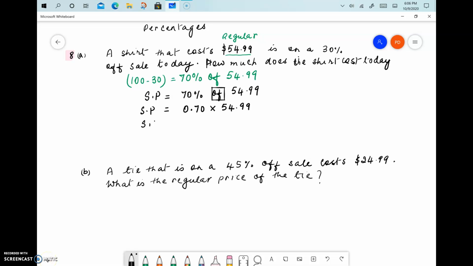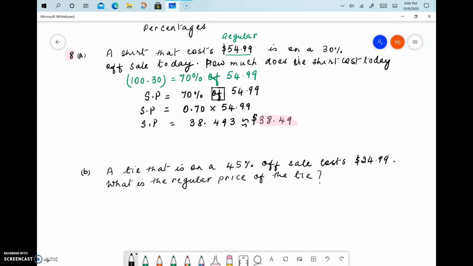So using our calculators, we get 38.493, and we round it to 2 decimal places because it's a dollar amount. So what we have here is $38.49. So a shirt that costs $54.99 will cost us only $38.49 when there is a 30% off sale.